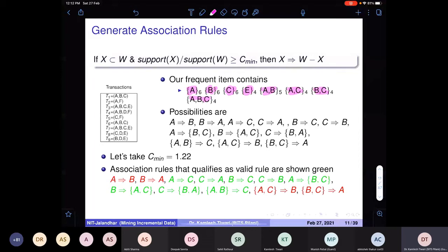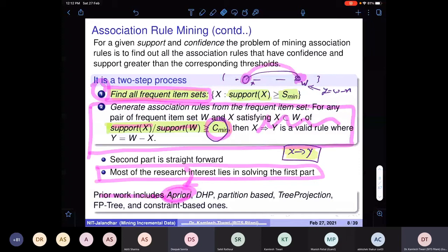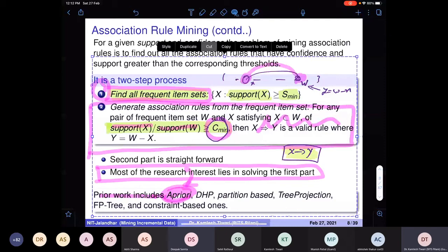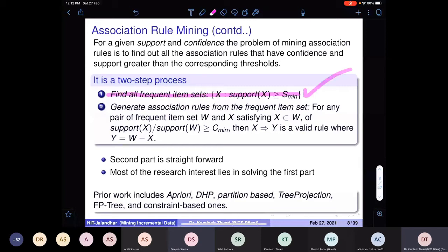Okay. So again, let me just quickly go here and recap what we have discussed a few minutes back. If you want to generate the association rules, then you first find the frequent item sets. This thing we have done just now. The second part is to generate the association rules. How do we do that?